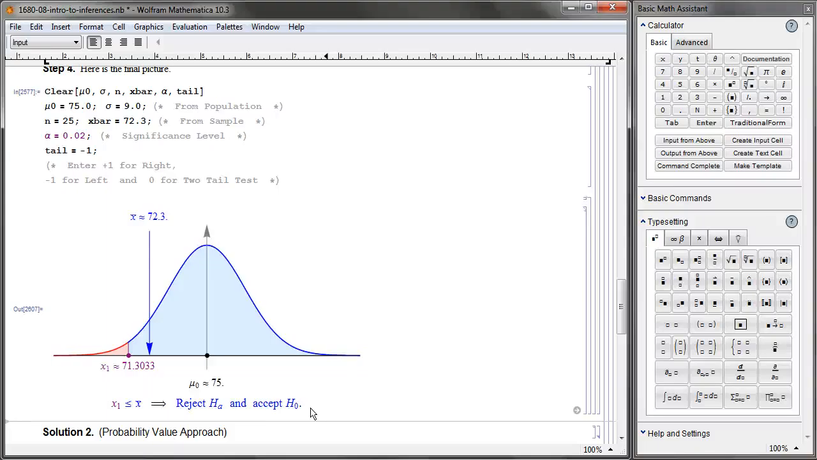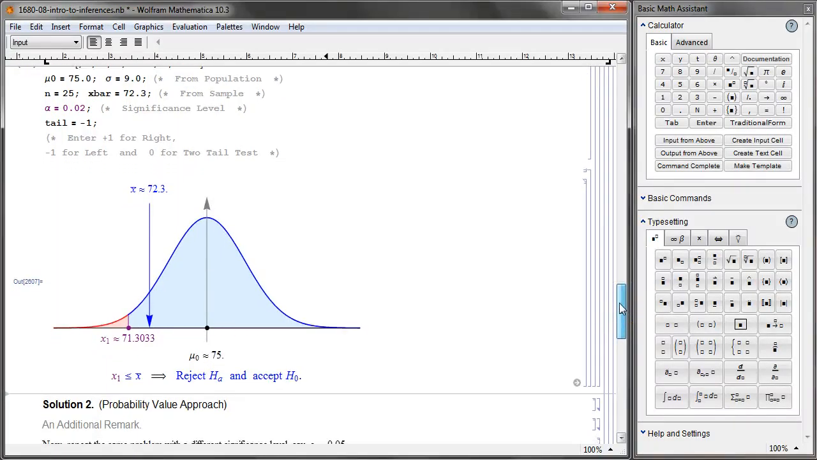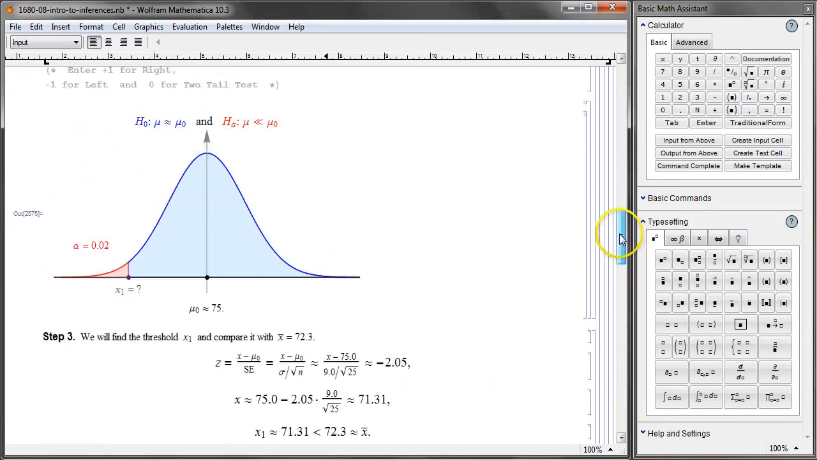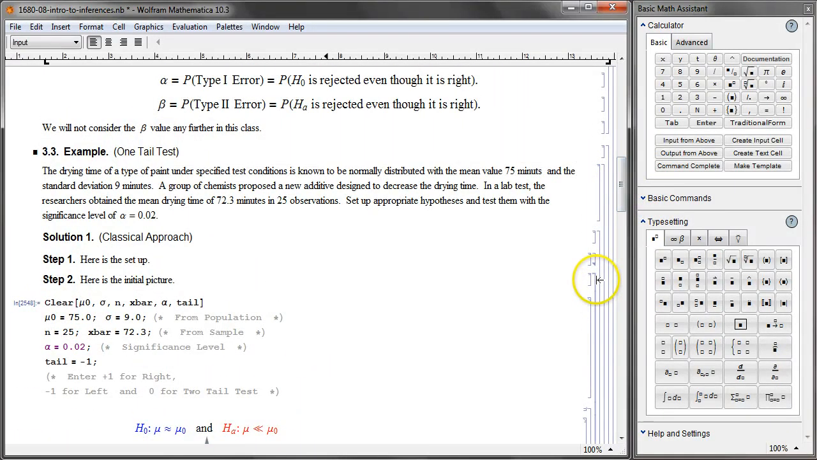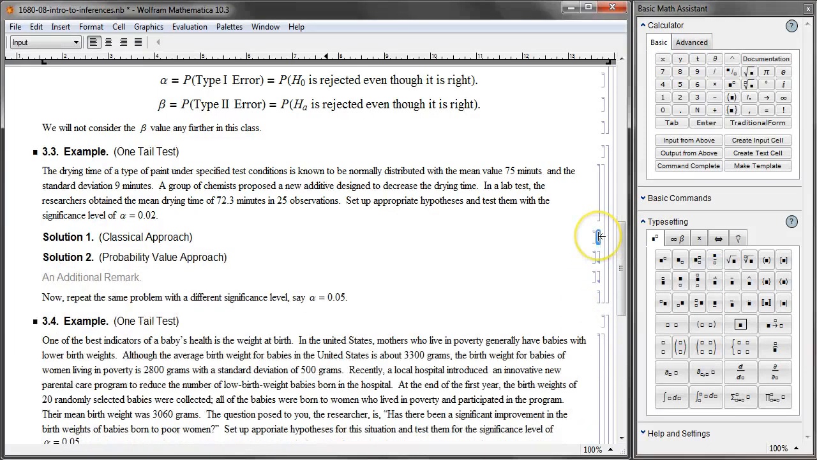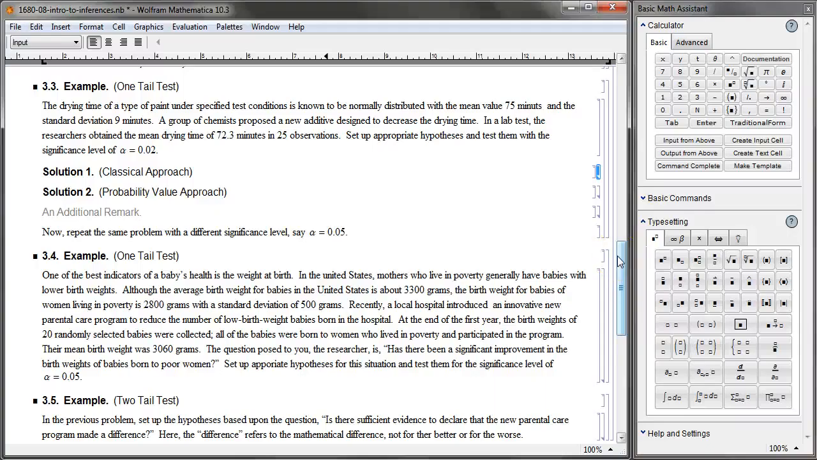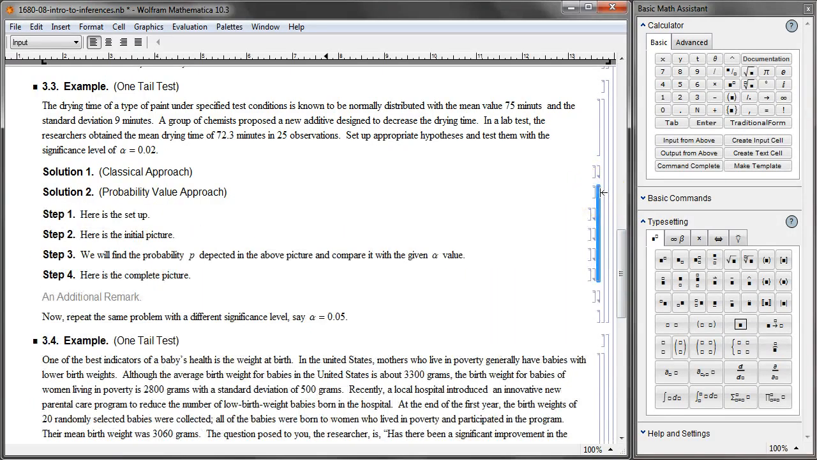Let's see. We have sufficient time to do another problem, or as a matter of fact, do the same problem using an alternative method. So let's go ahead and do that. That was the classical approach, which is covered in 8.5. Another way to do it is the 8.4 method, which we call the probability value approach.